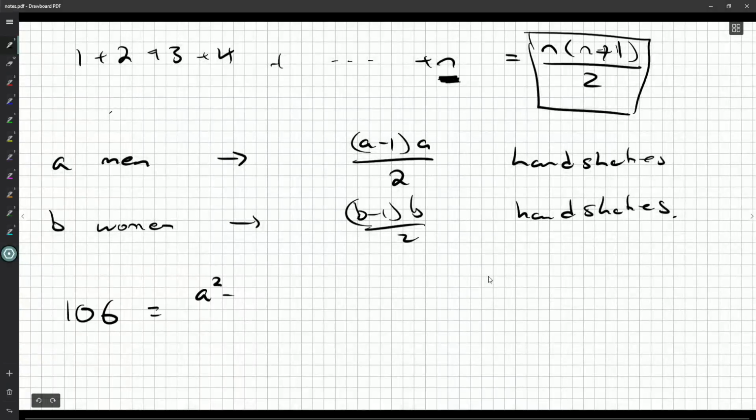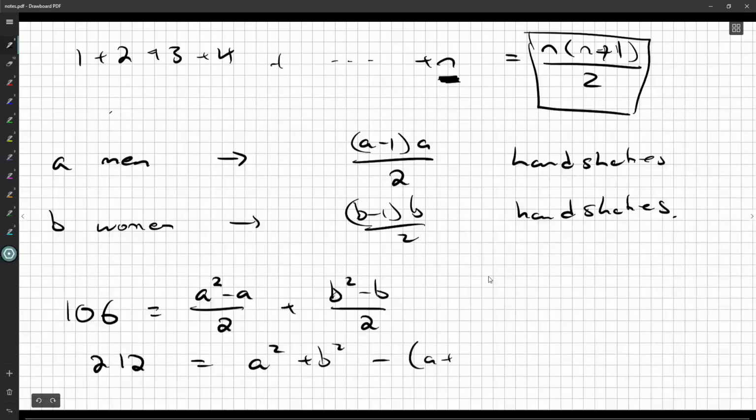So that's going to be A squared minus A over 2 plus B squared minus B over 2. Okay, so let's change that to 212, and then we've got A squared plus B squared minus, I'll change it to an A plus B, like this. Okay. So, where can we go from here? So 212 needs to be a little something like this.